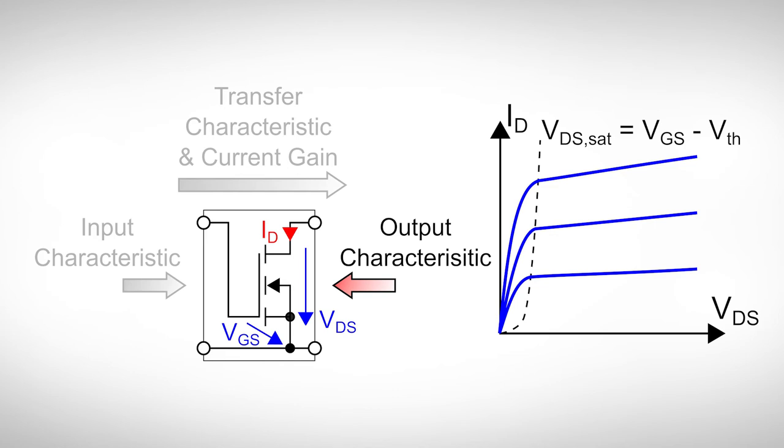After dealing with the bipolar transistor and the JFET, the output characteristic of a MOSFET holds little to no surprise for us. The output characteristic again shows how the drain current is influenced by the drain source voltage. And just as before, there is an infinite number of output characteristics. Which one is active is again determined by the gate source voltage.